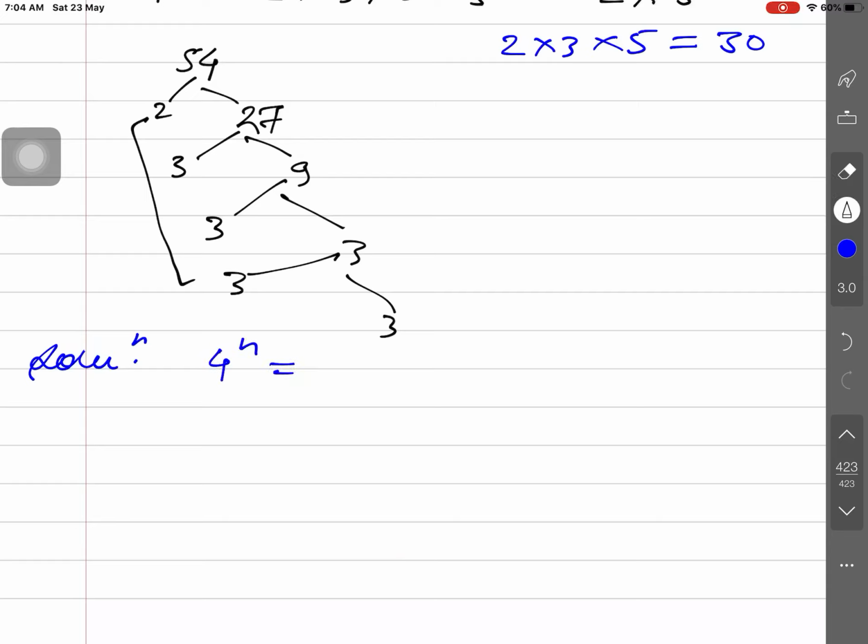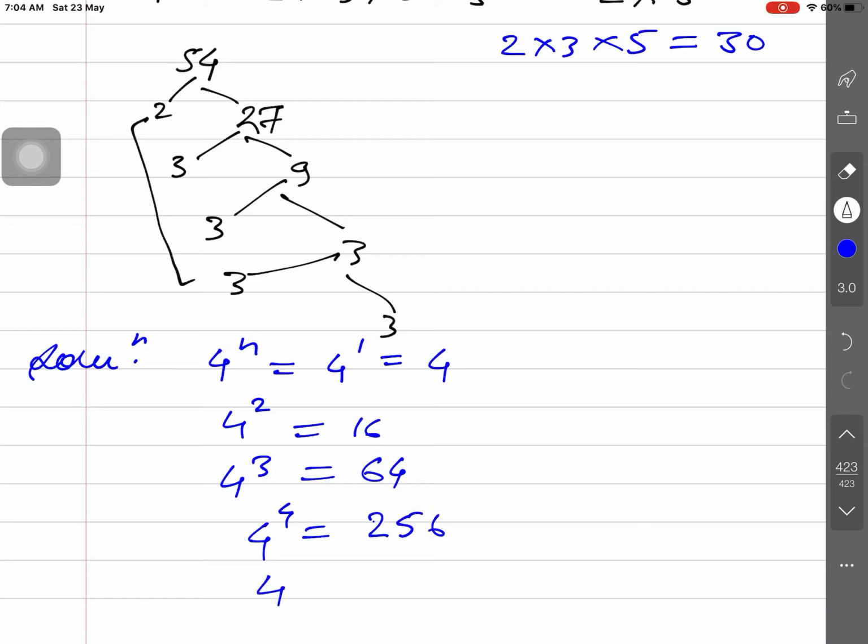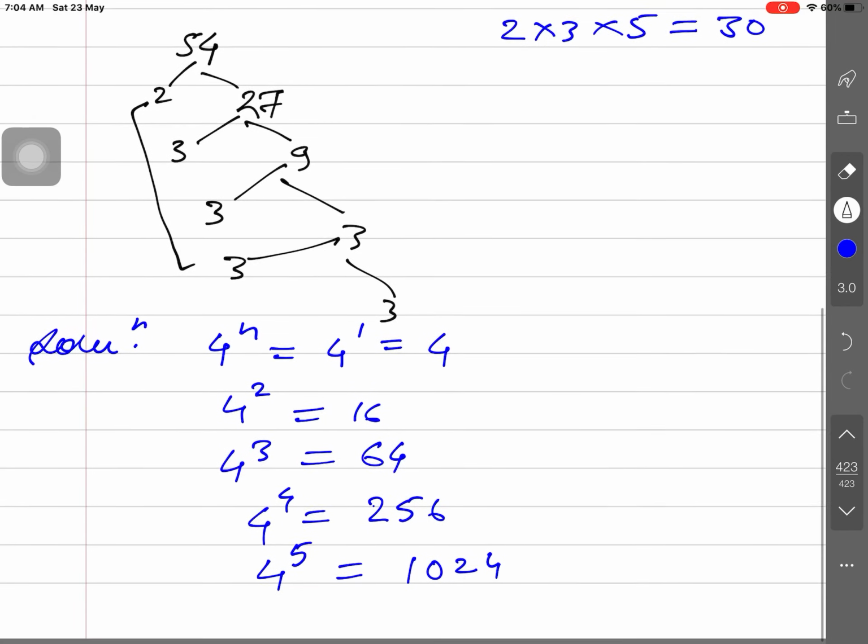Have a look at this. Just like 4 raised to the power n. Is that clear? Suppose n is 1, so this is 4. Suppose 4 raised to the power 2, what is it? 16. Similarly, 4 raised to the power 3 is 64. Suppose 4 raised to the power 4, it is 256, and 4 raised to the power 5, it is 1024. Furthermore, 4 to the power 6 and so on can also be taken like this right now.